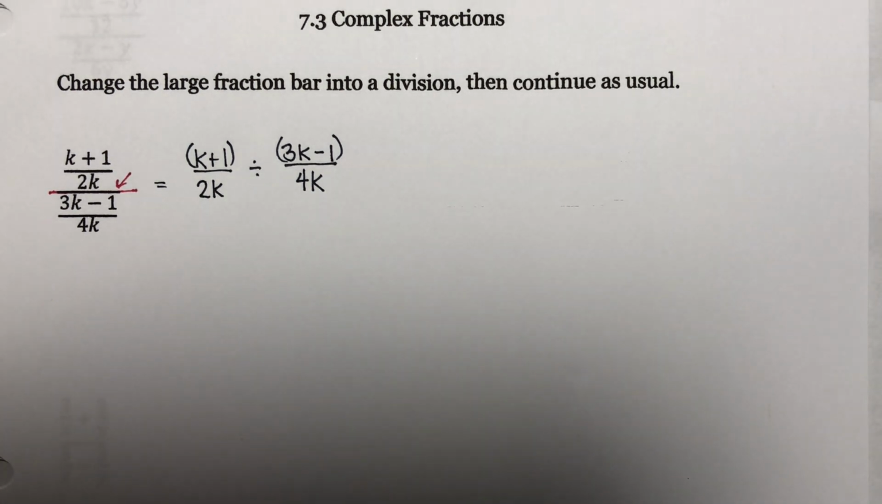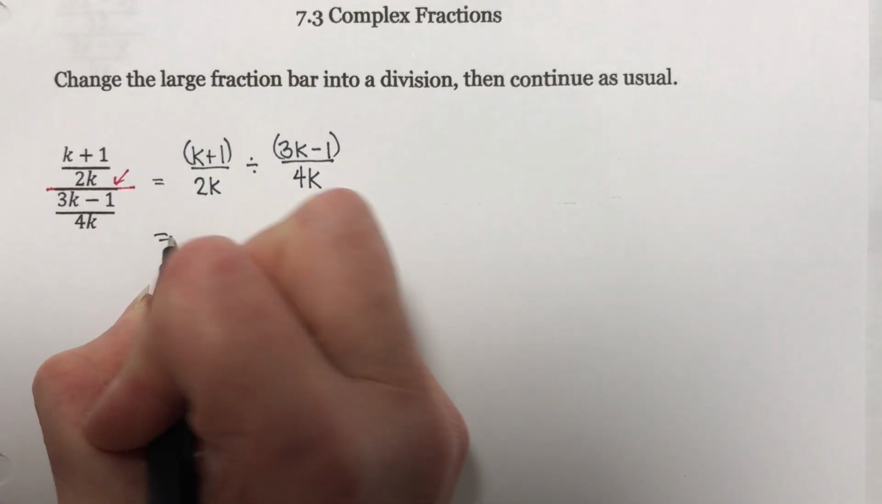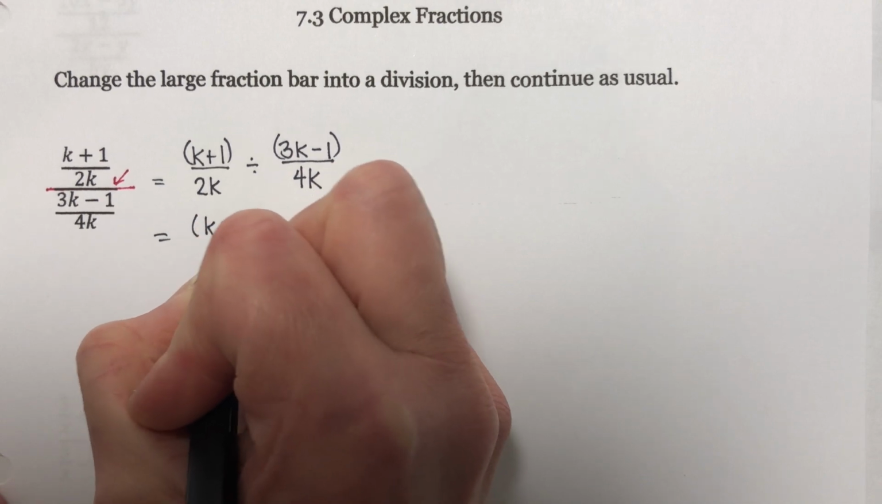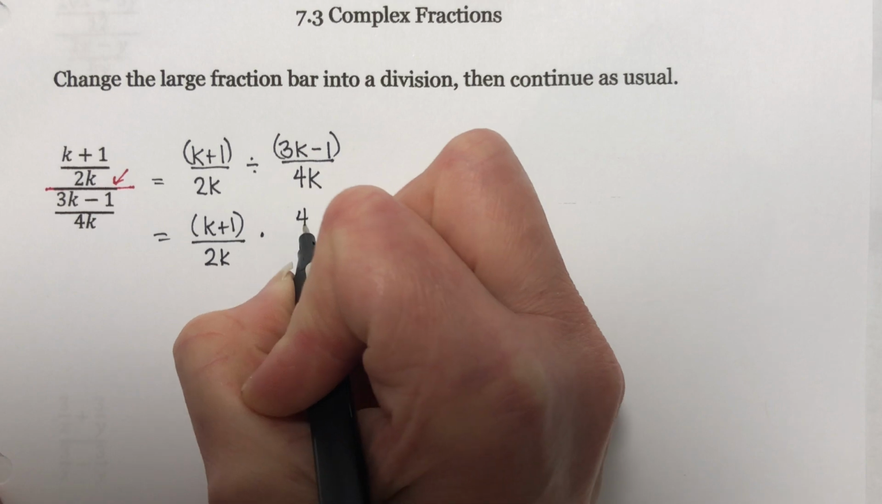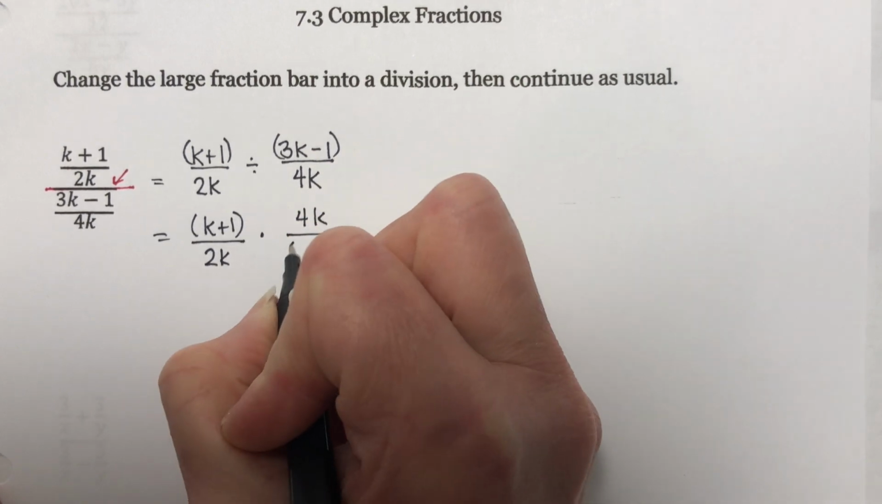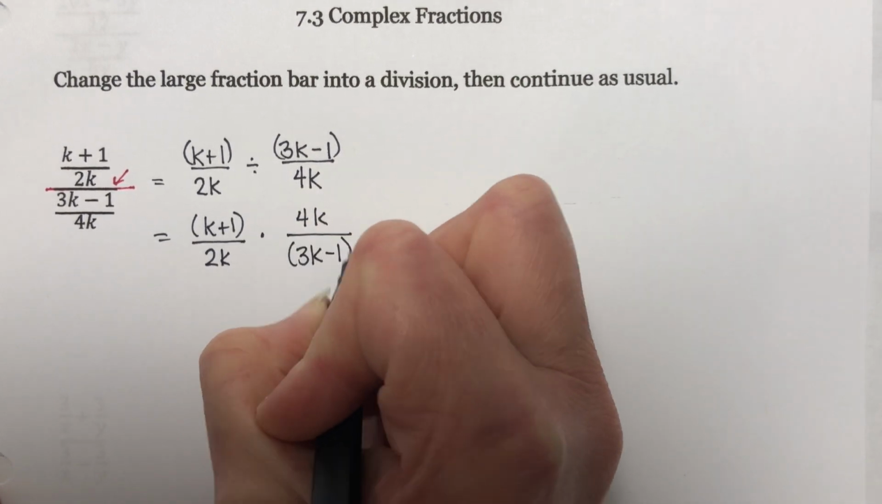What we're going to do is keep the first fraction, change it to multiplication, and flip the second one. Keep it, change it, flip it. That's exactly the same as what we've been doing. Times 4k over 3k minus 1.